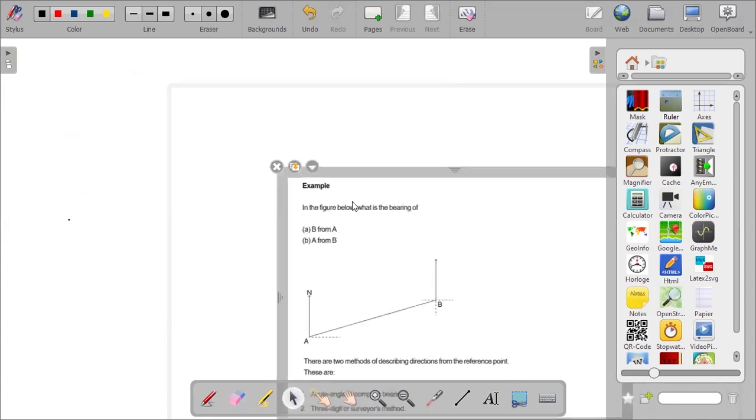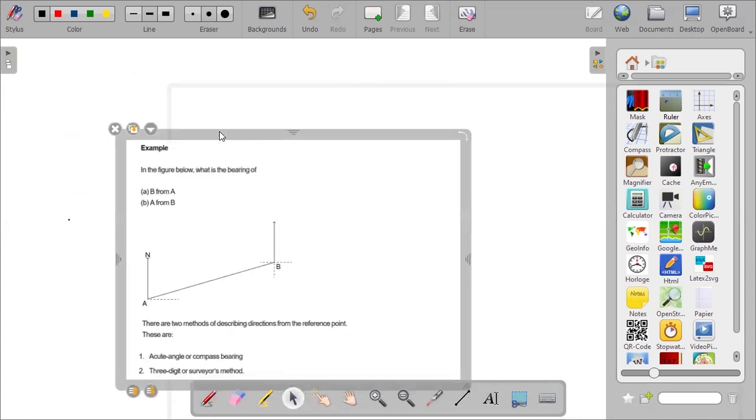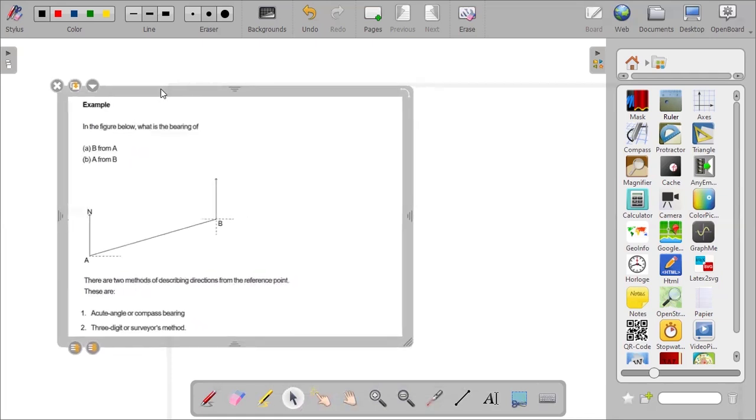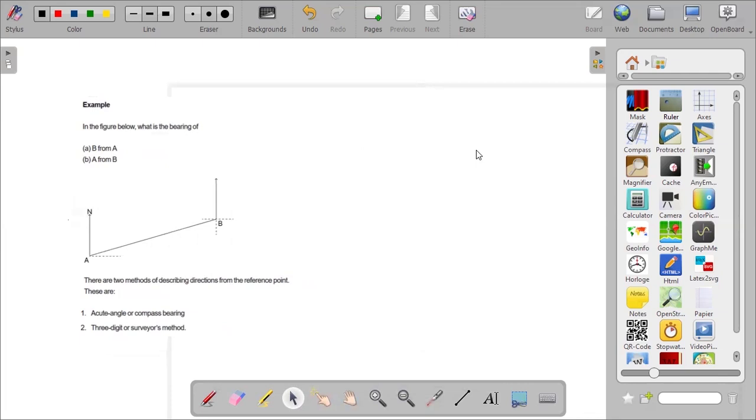We have an example here. And the example says, in the figure below, what is the bearing of B from A, and of A from B? There are two points here represented by letter A and letter B. And they want us to calculate or find the bearing of one point from another point. The first one says B from A. B from A, meaning A is a reference point. So when they say B from A, they are asking for this angle here.